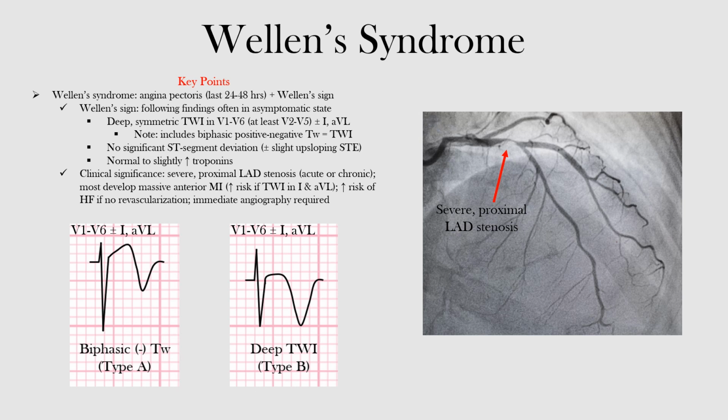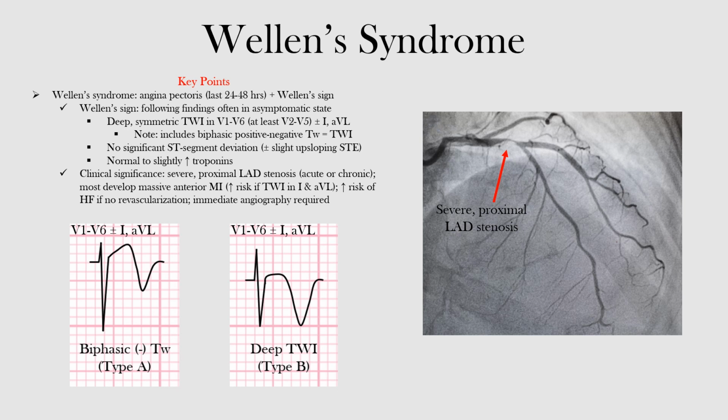The EKG shows deep symmetric T-wave inversions in the precordial leads V1 through V6 and sometimes leads 1 and AVL. The deep symmetric T-wave inversion should at least be in leads V2 through V5. The ST segment shows no significant deviation, and troponin levels are below or slightly above the upper limit of normal. These features collectively are referred to as Wellens sign and are caused by severe proximal stenosis of the left anterior descending coronary artery, or LAD. This can be acute or chronic.